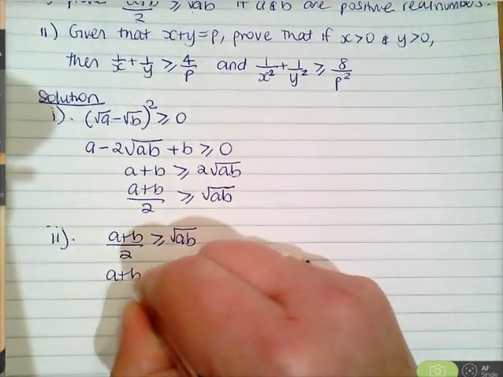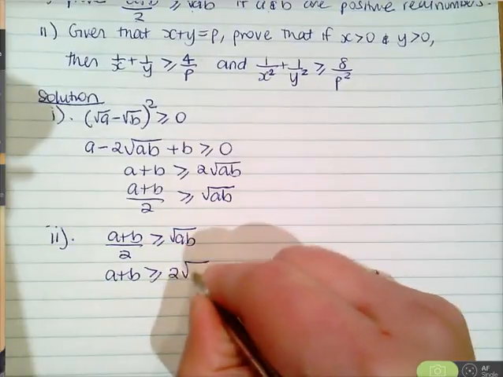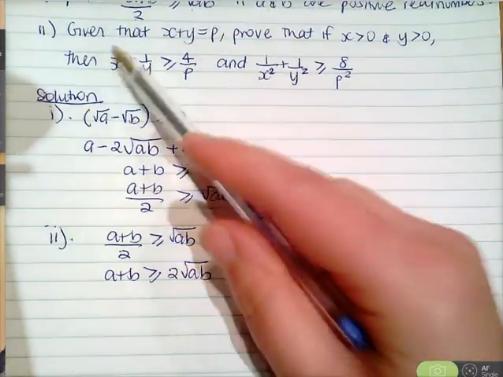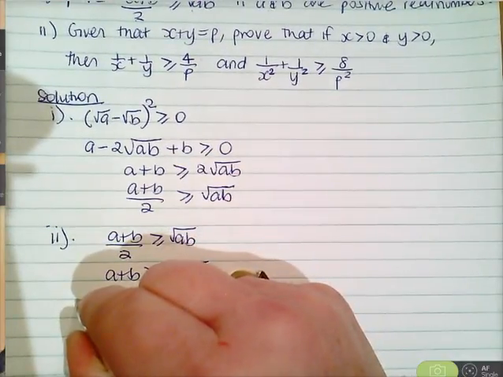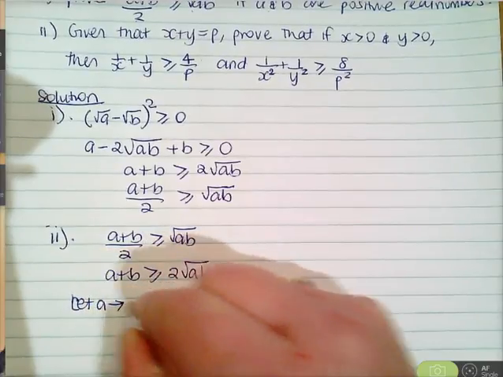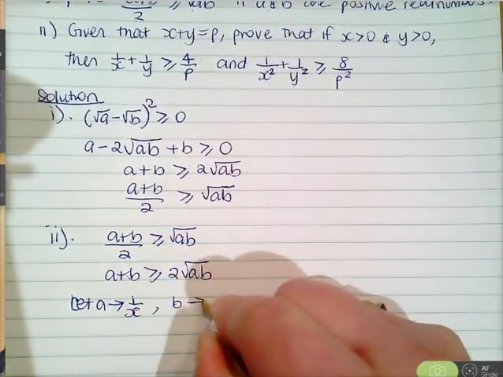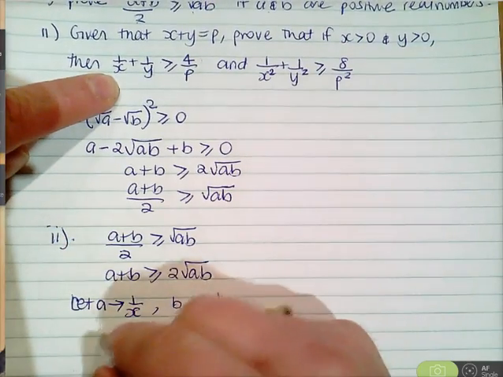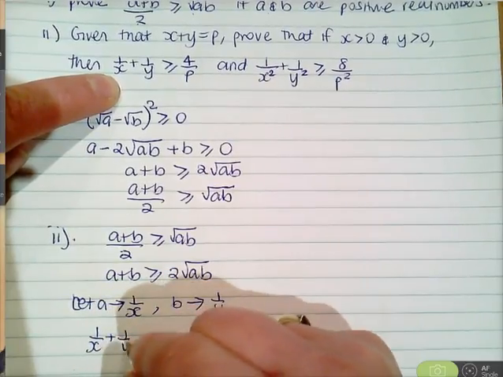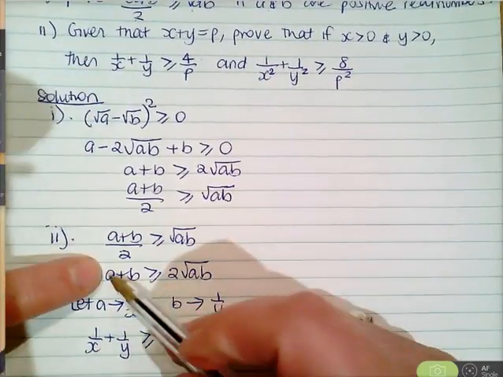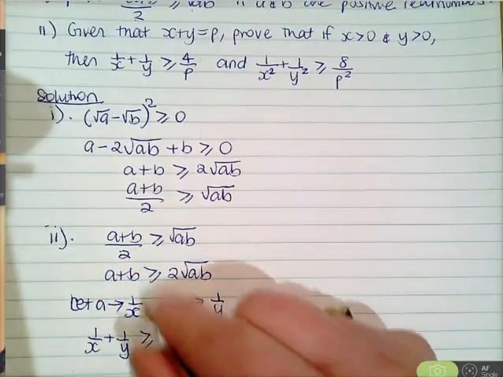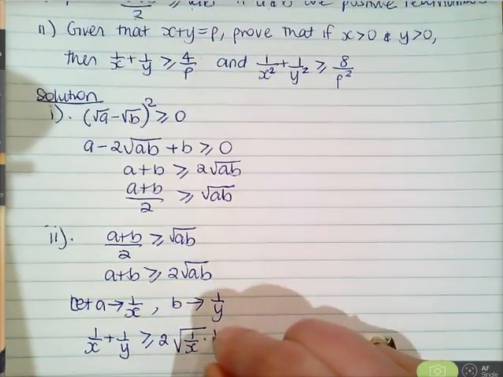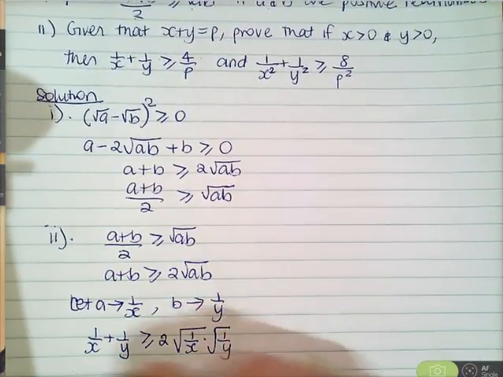We're going to just multiply by 2, and we get that a plus b is greater than or equal to 2 times root ab. So now if we replace a with 1 on x, and replace b with 1 on y, we can start building this expression up. So we've got 1 on x plus 1 on y, replacing the a with 1 on x and the b with 1 on y. So we get 1 on x plus 1 on y is greater than or equal to 2 times root 1 on x times root 1 on y.